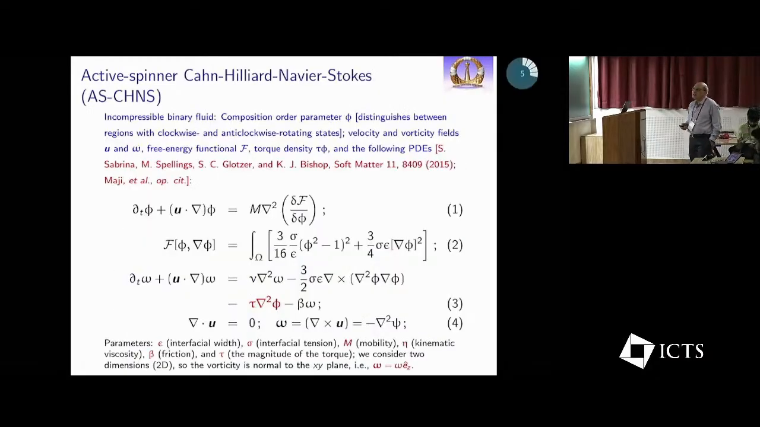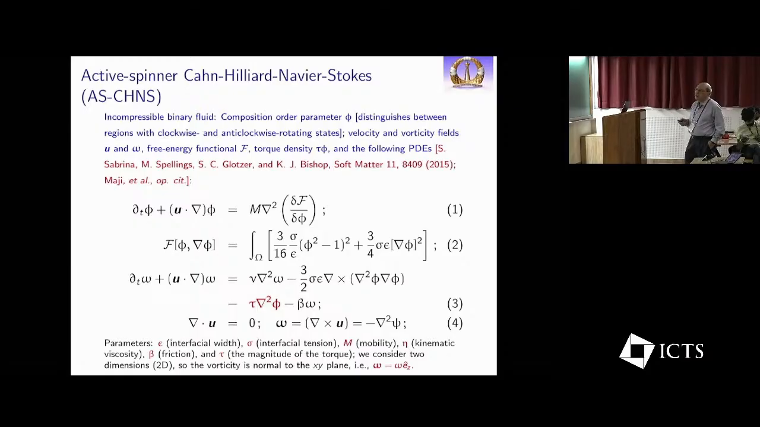So how do we study these? We study these by using various elements of statistical mechanics and fluid dynamics. Those of you who know about phase separation will have seen this sort of a free energy functional, which is used to study phase separation between two phases. One of them, phi, is negative, the other is positive. Here, negative will mean rotating clockwise, and positive will mean rotating anti-clockwise. But it's a fluid, so we'll keep track of the velocity and the vorticity, and they're counter-rotating.